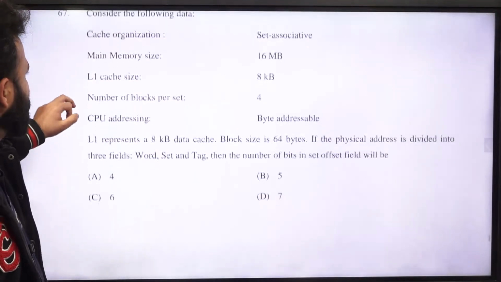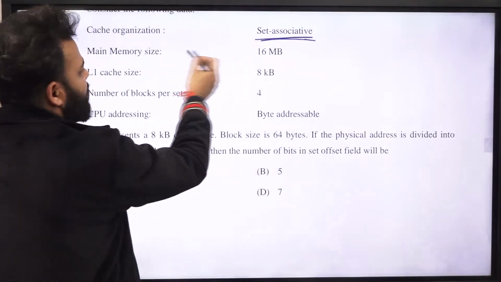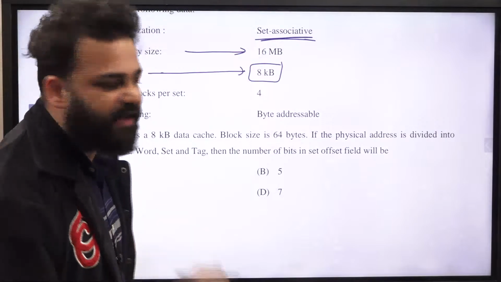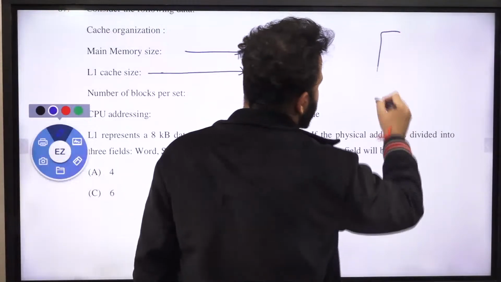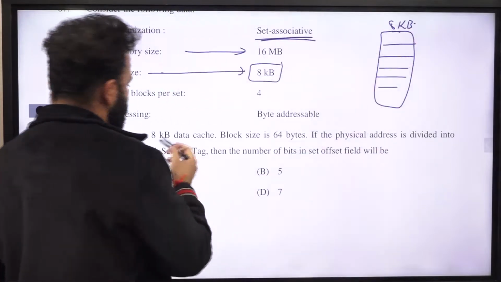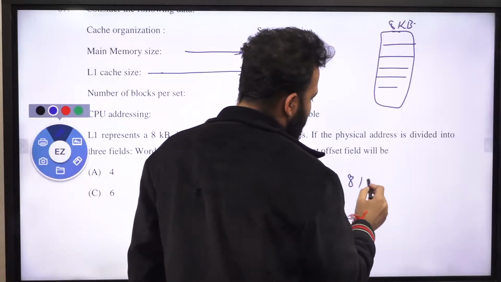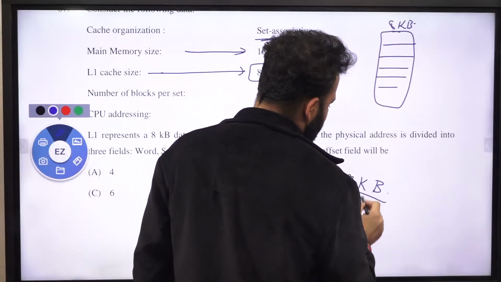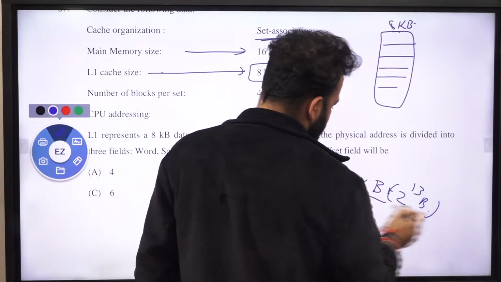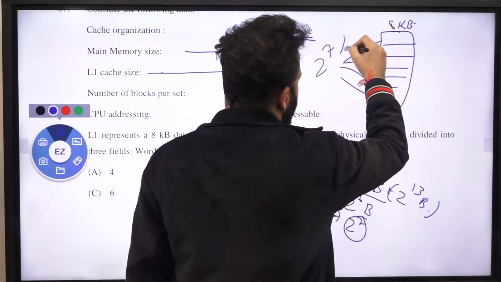Next is cache organization is set associative. Main memory size is not important here. Cache size is equal to 8 KB. So let's say that this is the cache size, 8 KB. It is divided into blocks and each block size is 64 bytes. So if block size is 64 bytes, 2 raised to power 6 bytes, and I can write the cache as 2 raised to power 13 bytes. So it will give me 2 raised to power 7 lines. So there will be 2 raised to power 7 lines.